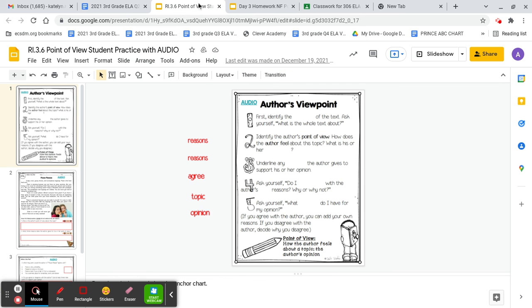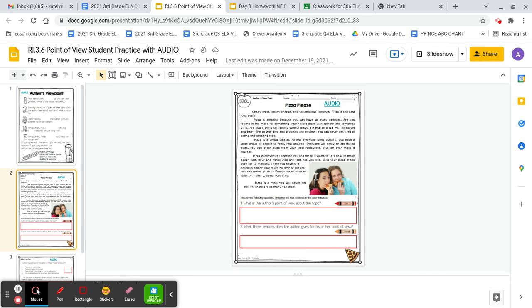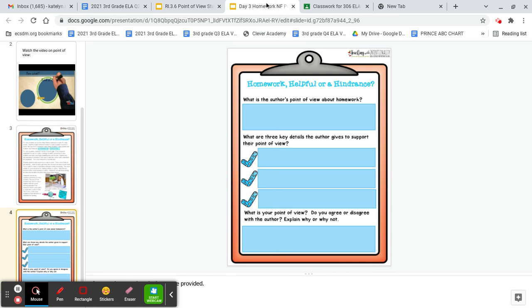So today what you're going to do is you're going to go into your student practice. Everything is read aloud to you in the audio button, so just make sure you click it. And you're going to read your article today, and you're going to decide what's the author's point of view, what reasons do they give, and then you're going to form your own opinion for that.